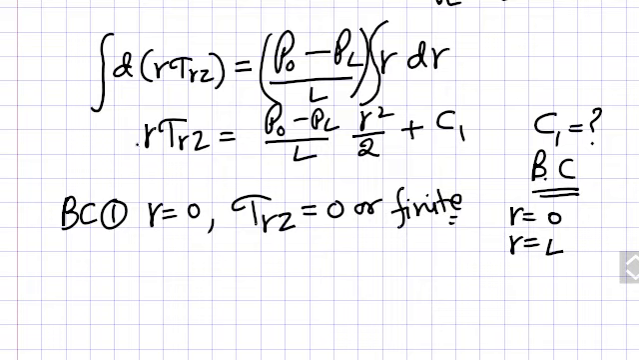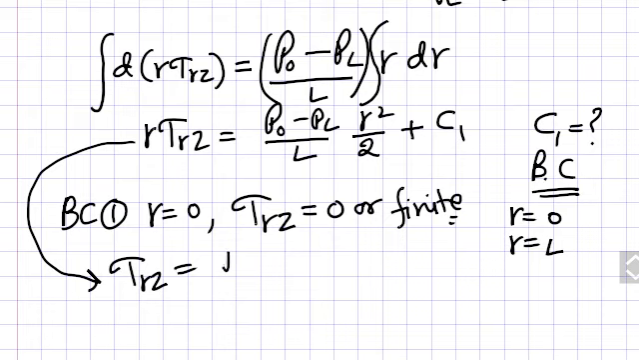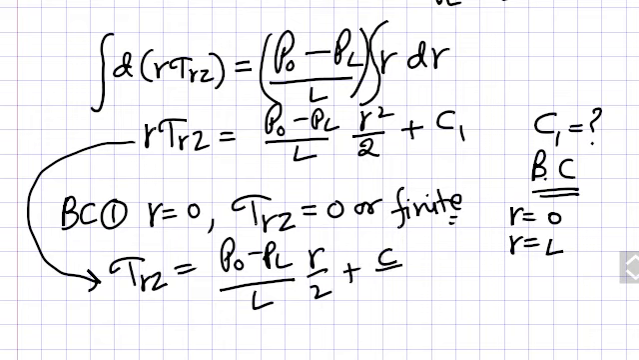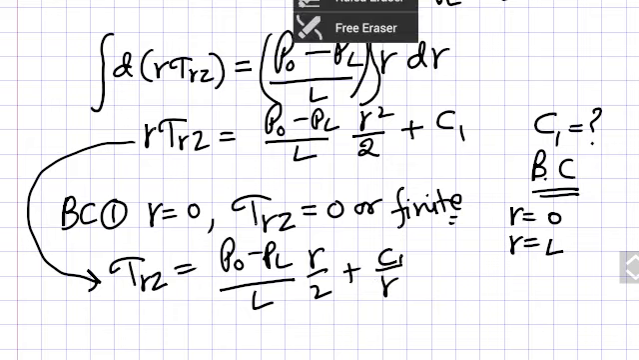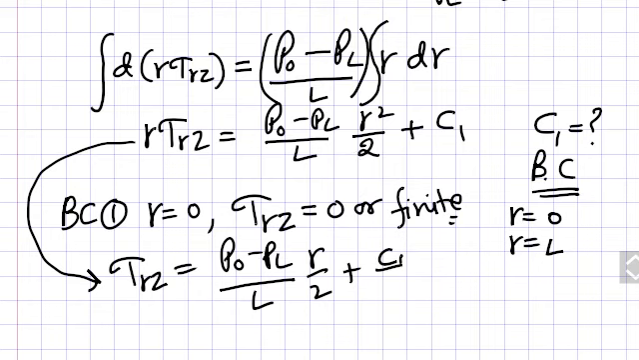If you put it here, first of all you will bring this r term to that side: tau rz equals (r times dP/dz over 2) plus C1 by r. Now you can discuss it this way: if you put r is equal to 0, what will happen? Suppose you have put 0, then this term will become infinite. It means that at r is equal to 0, tau rz will be infinite.